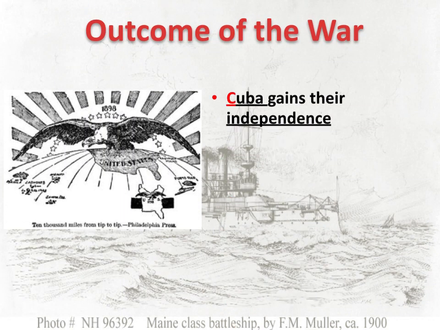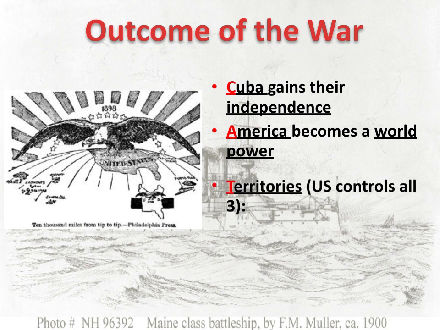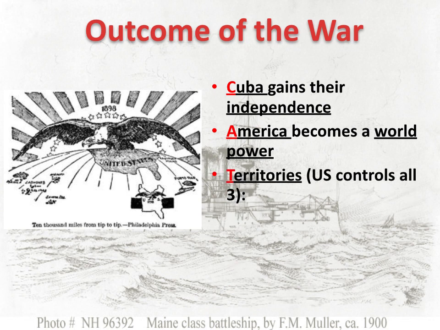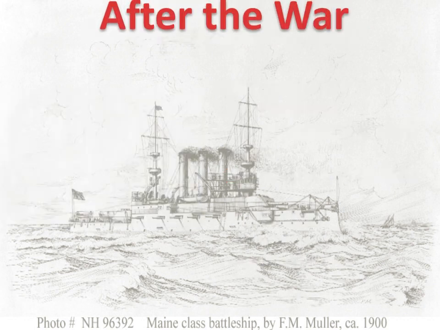So the outcome of the war, we're going to say CAT. Cuba gains their independence. That was number one. They were not part of the United States. They were their own independent country. America becomes a world power. So that's the A. And the third one, T, territories. The U.S. can control all 3 of the territories: Puerto Rico, Guam, and the Philippines. So Spain is going to lose Cuba, Puerto Rico, Guam, and the Philippines. And the U.S. is going to gain Puerto Rico, Guam, and the Philippines.